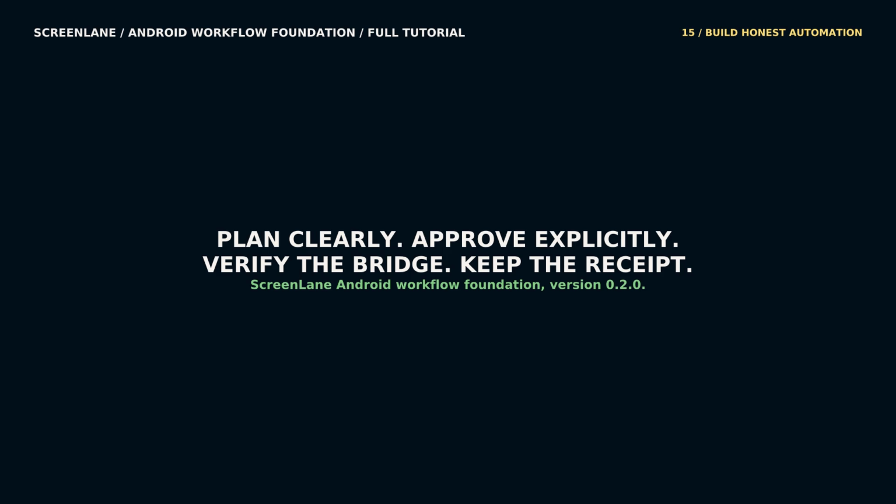Use the commands from this tutorial in a local project, inspect the JSON receipts, and keep your automation honest about what has and has not run.